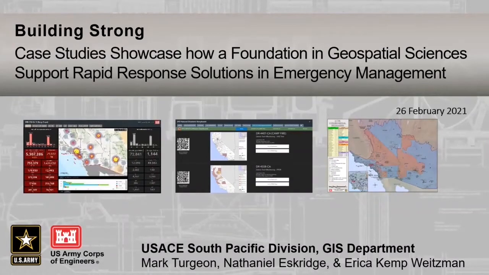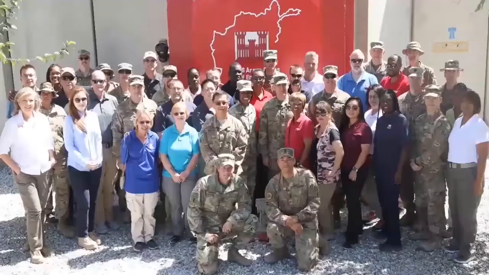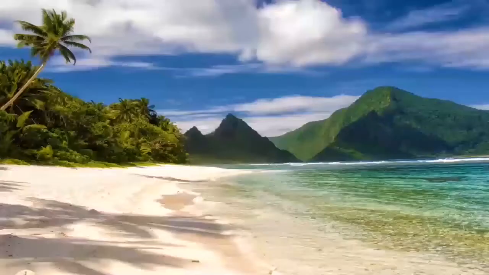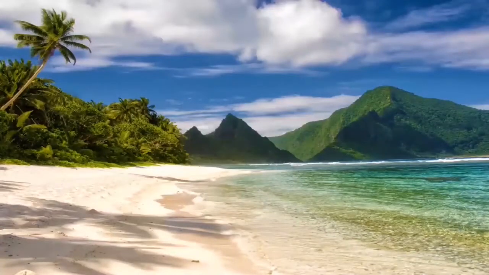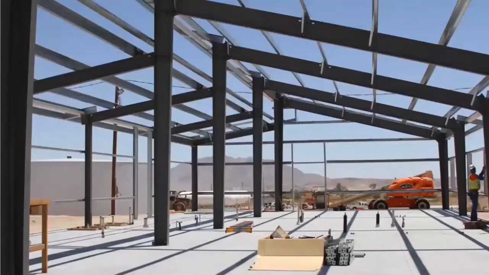But to start us off, I want to give you a little bit of background on what we do at the U.S. Army Corps of Engineers. The Corps of Engineers is composed mostly of civilian professionals who are part of the Department of the Army. We have districts all over the world, from military support in Afghanistan to the tropical outposts of the Pacific Ocean Division, providing services like watershed assessments for U.S. minor outlying islands.